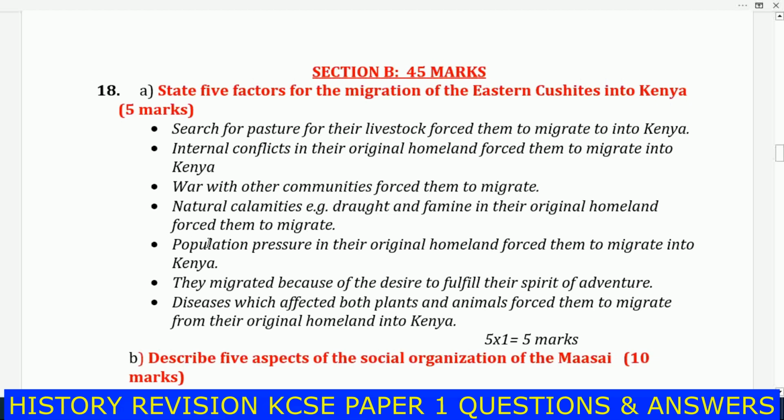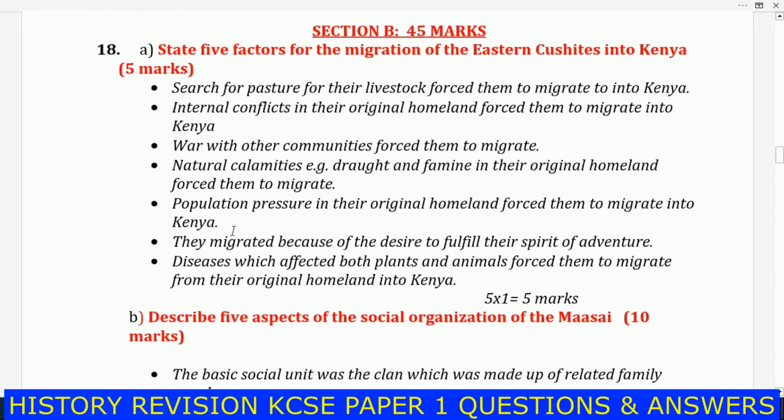Next one, population pressure in their original homeland also forced them out. Next, they migrated because of the desire to fulfill their spirit of adventure. That is, they wanted to explore, to know more about the environment or geographical area. Next one and the last, diseases which affected both the plants and animals forced them to migrate from their original homeland into Kenya.